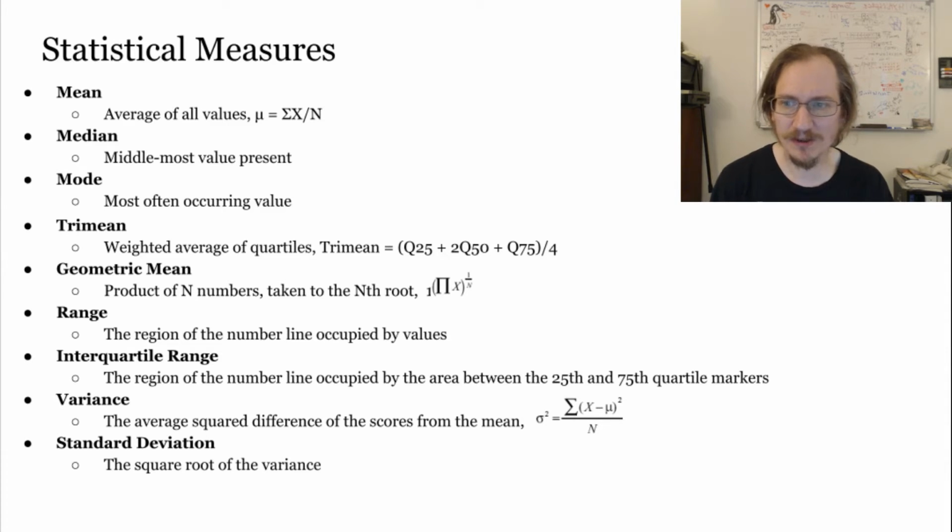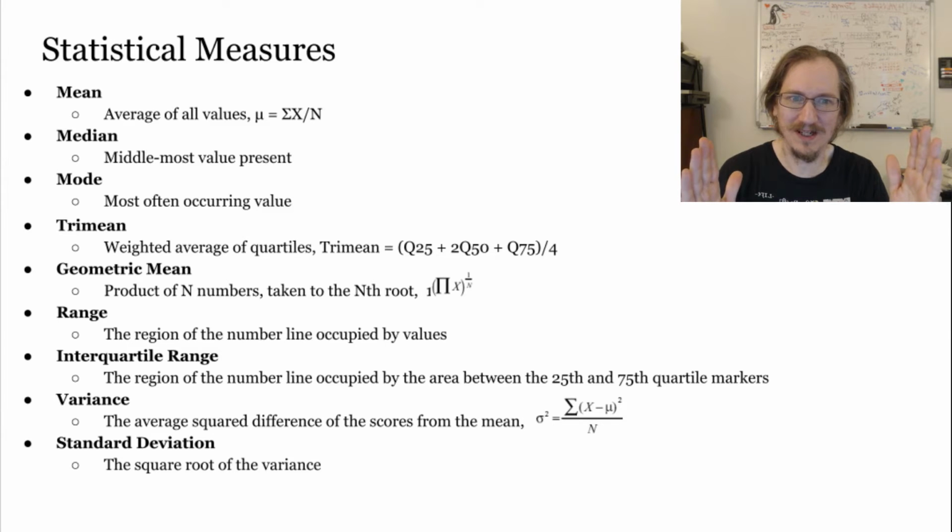But that's the geometric mean. You multiply all the numbers together, and you take it to the nth root. Now, the range. The range is actually the region of the number line that is occupied by values. So what you do here is you look at your values, you find the smallest one and the largest one, right? That's the range. Everything occurs in between those two endpoints.